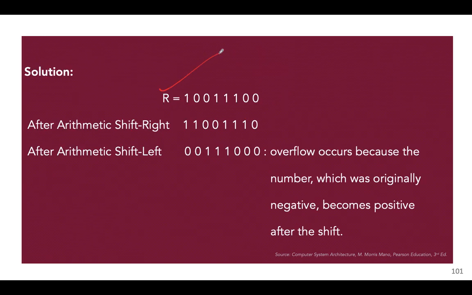After arithmetic shift right, if you recall how it's done, it will be this number, right? After arithmetic shift left, which works exactly like a logical shift left, you'll see that there's overflow because this number became this number upon shifting, and you had to drop the 1 because this is arithmetic shift left. So you had to drop the 1, which made this negative number into a positive number. So there has been an overflow.